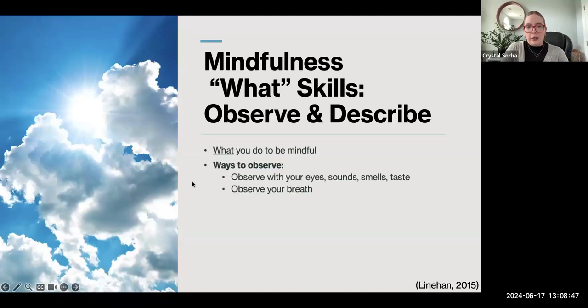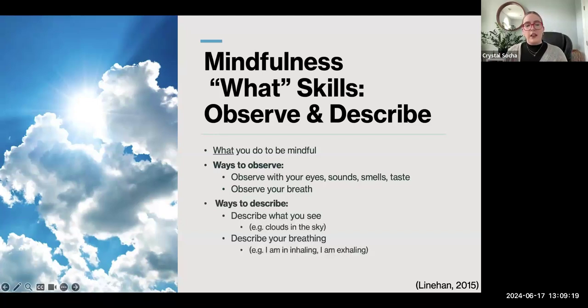And some ways to observe might look like observing with your eyes, sounds, smells, taste. So using those 5 senses, to observe and simply notice. Again, you're not putting any words or narrative to the experience. You are simply noticing. So this could look like sitting in a park and watching people pass by, watching kids play. You might observe your breath. You might observe thoughts coming and going out of your mind.